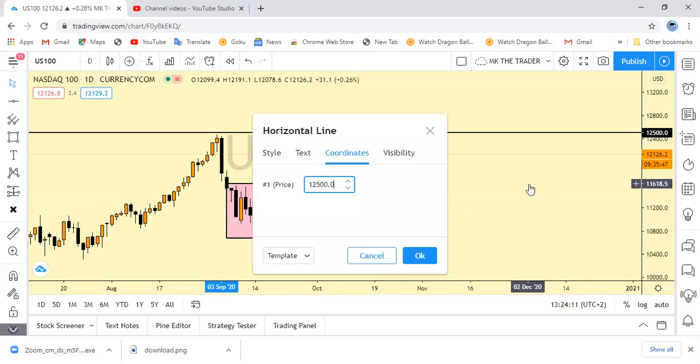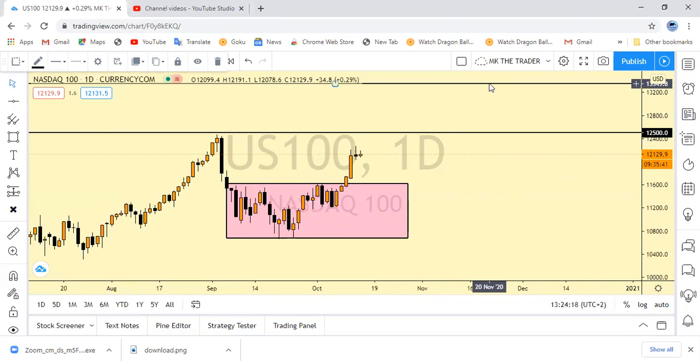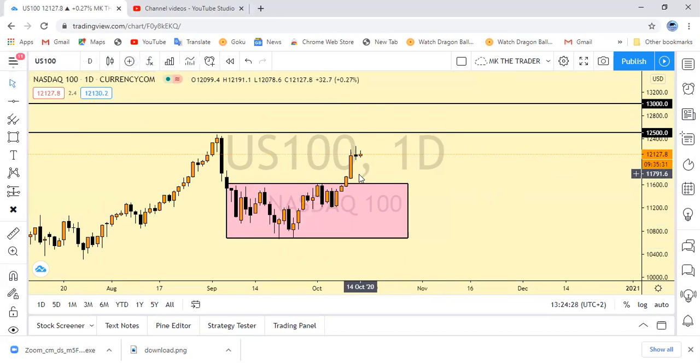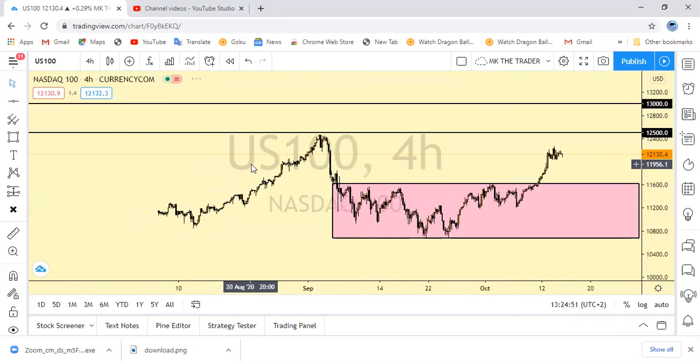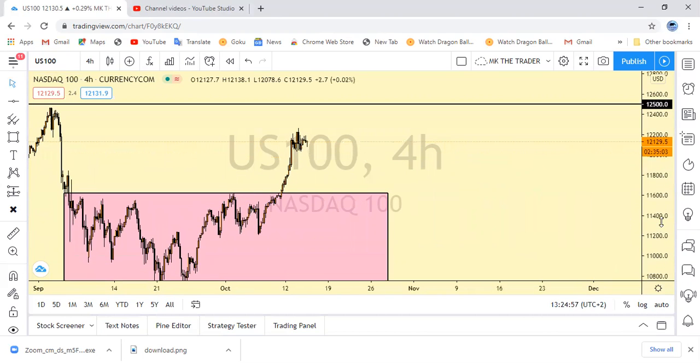And then from 12,500, we're going to 13,000. So this is our next stop from here. Nasdaq will go to 13,000 depending on what's going to happen. If it continues and breaks this level, we are obviously going to come and test this level, 13,000. These are institutional levels. So let's move to smaller time frames such as this one, and see what's happening.